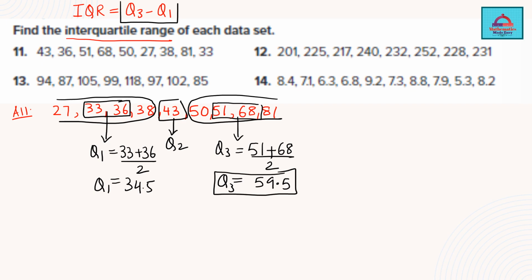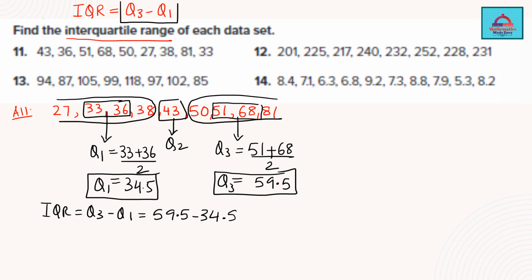Now that you have Q1 and Q3, you just have to subtract them to get the interquartile range. So Q3 minus Q1: putting in the values, 59.5 minus 34.5, which is 25. So the interquartile range for this question is 25. In this question, n, the number of terms, was given as 9. It was odd. Let's do a question where it is even.